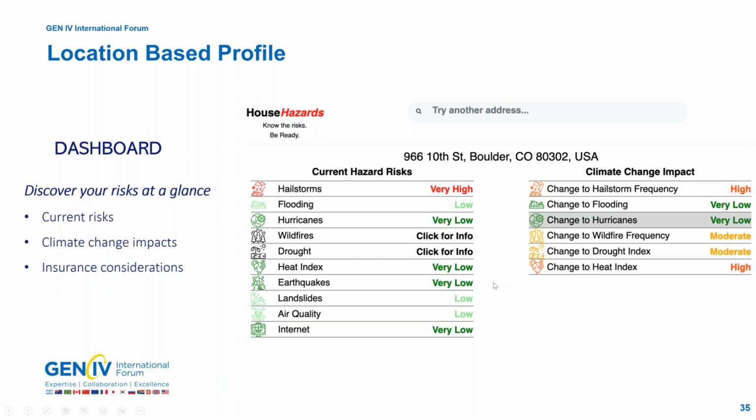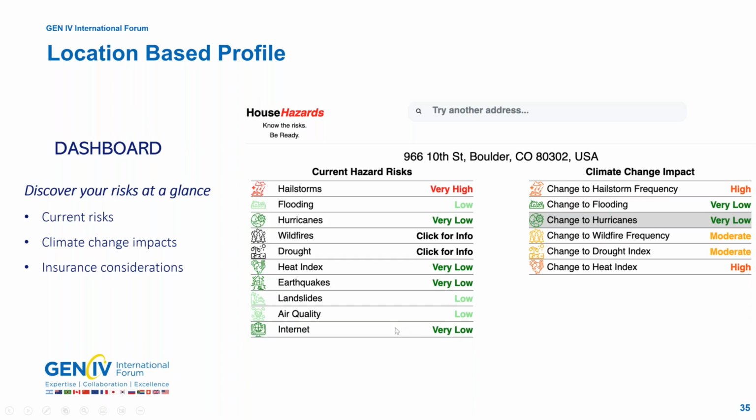This is not a seismically active area, so earthquake risk is relatively low. Because of the location of this property, its susceptibility to landslides is low, but just a mile away, you're right up on the Front Range of the Rockies, and landslide potential is actually quite high. Relative to other places in the United States, Boulder has good air. It doesn't have very low risk, but it has low risk.